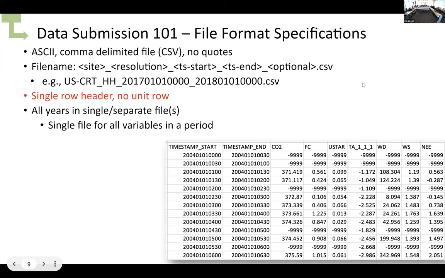One thing to pay attention to is you can either submit everything, I mean all the years, in a single file, or if you prefer to manage your files by separate year, you can do that too. Just put all the variables in a single file. For example, some people manage their files by flux variable and met variable at the same time; put that in a single file. You can separate out by time period, but don't separate out by column. It's something we won't be able to support.